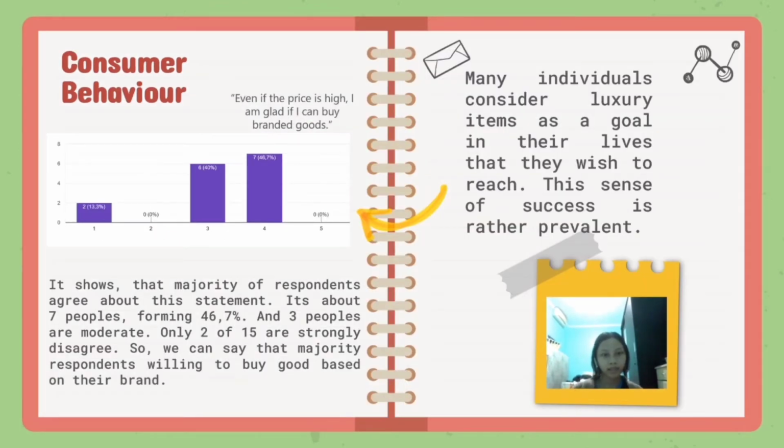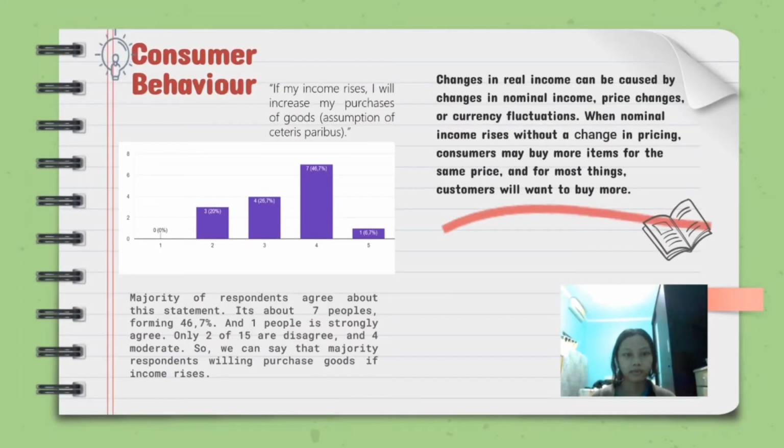The second statement is, even if the price is high, I am glad that I can buy branded goods. From our research, it shows that the majority of respondents agree with this statement. Individuals consider luxury items as a goal in their life that they wish to reach. This stage of success is rather prevalent. Third, if my income rises, I will increase my purchase of goods, assuming ceteris paribus. From our research, the majority of respondents agree with this statement. Income can be caused by change in nominal income, price change, or currency fluctuation.